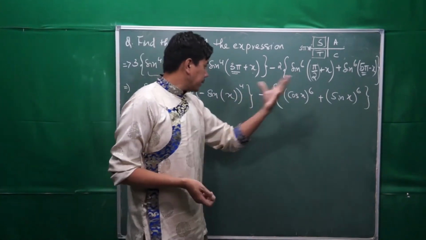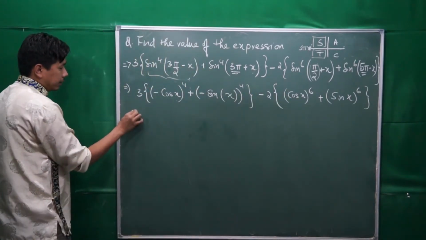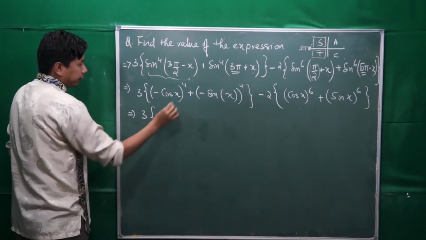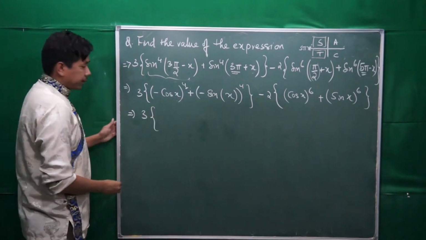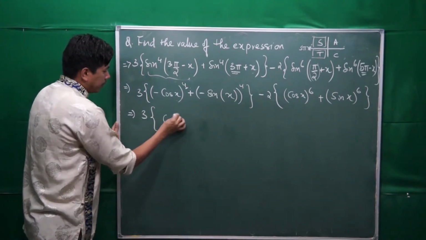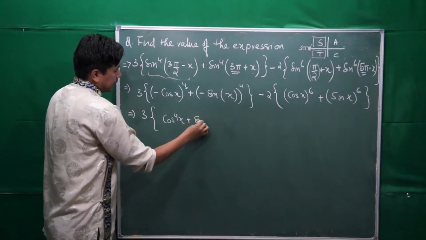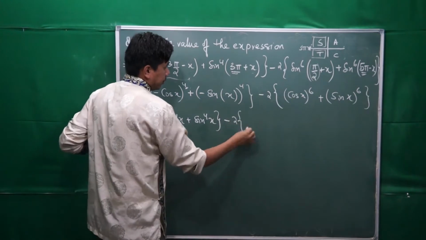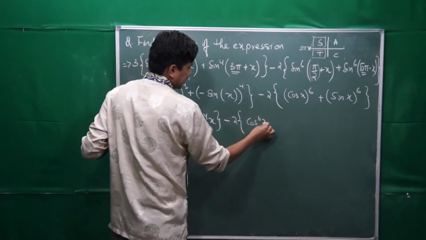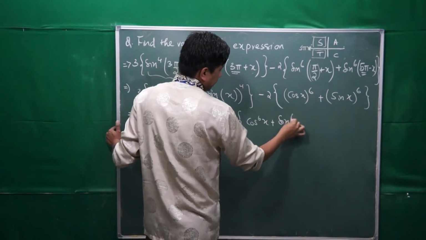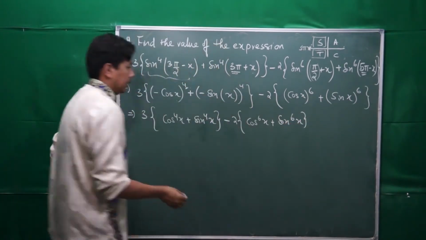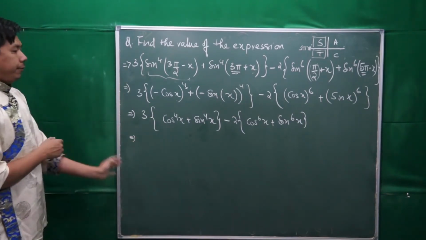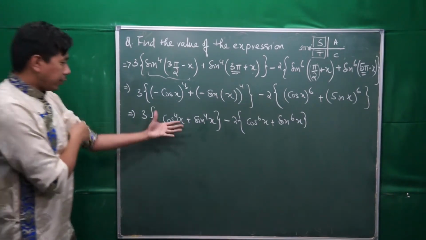Okay. Now that being done, next step is we're going to simplify these two. So 3, the negative power becomes positive because of the even exponent. So this is cos to the power 4x plus sine to the power 4x, bracket close, minus 2 times cos to the power 6x plus sine to the power 6x. Okay, simple.